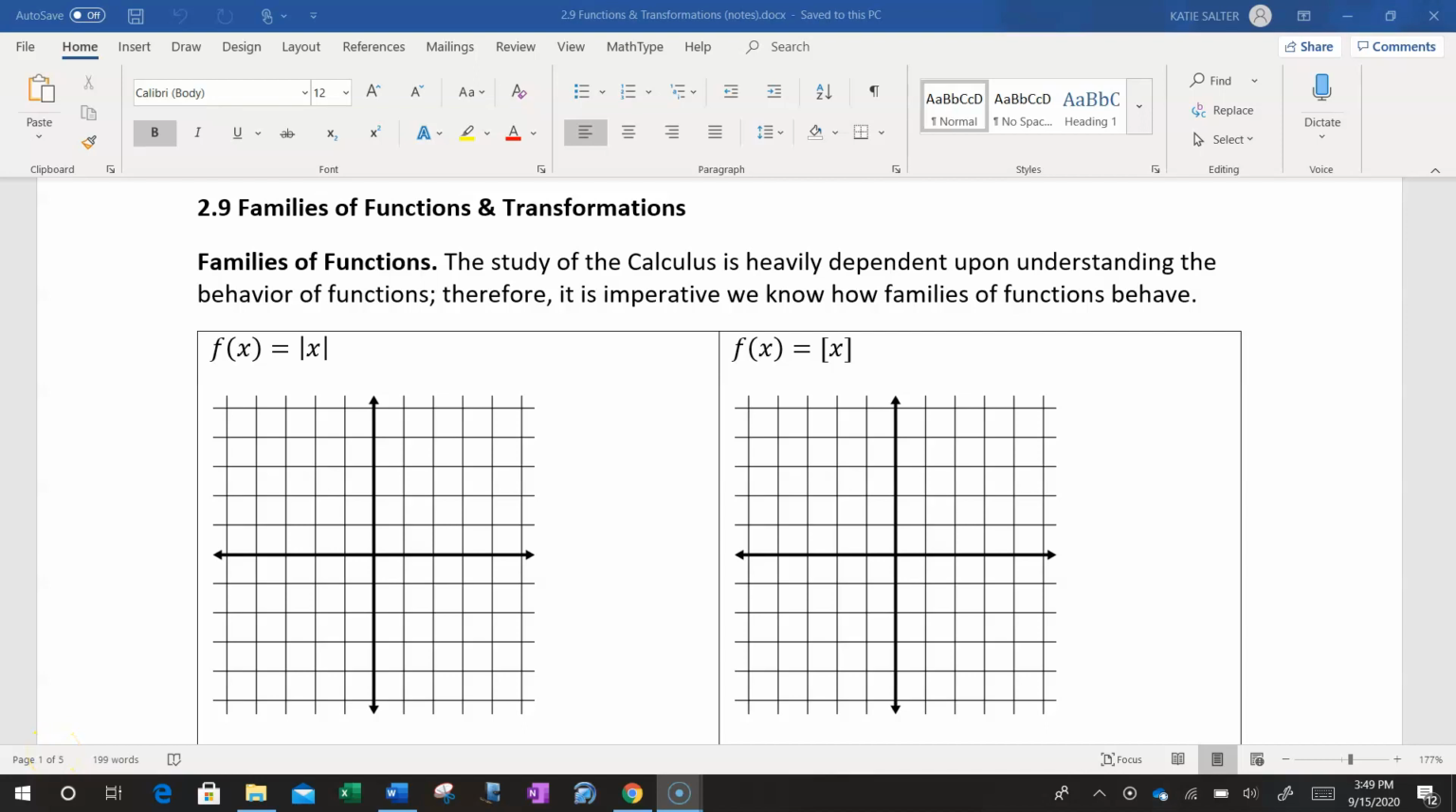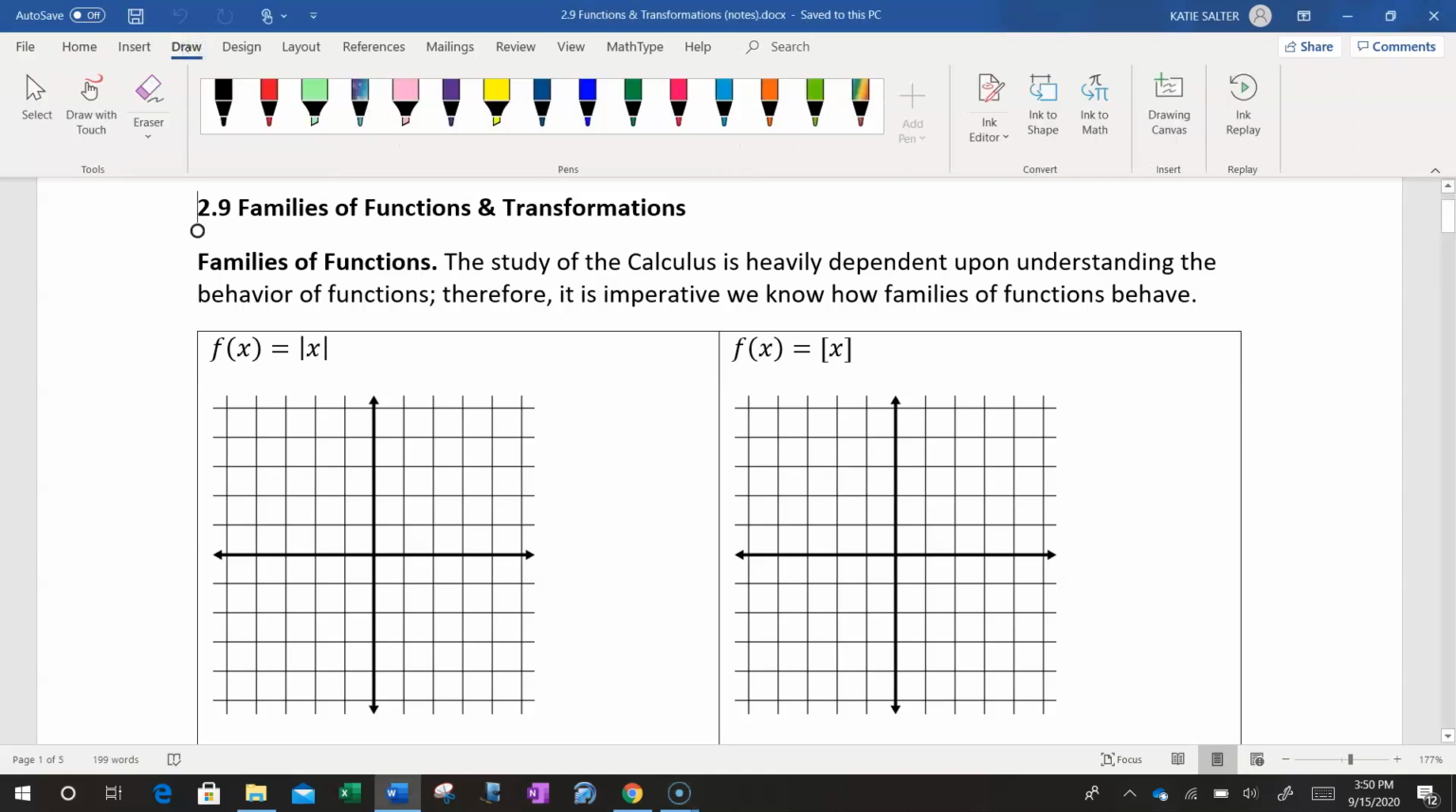Okay, so for family of functions and transformations, the study of calculus is heavily dependent upon understanding the behavior of functions. Therefore, it is imperative that we know how families of functions behave. So starting out with the first one, we have the absolute value of x.